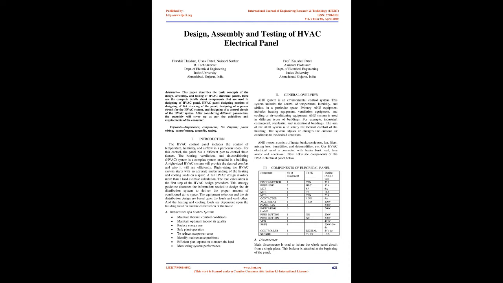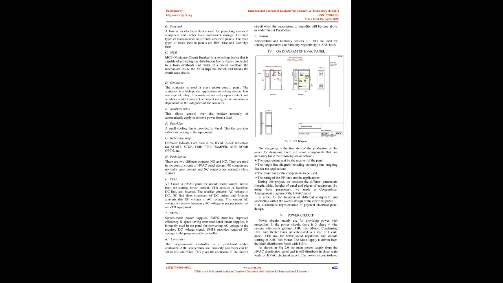A. Disconnector. Main disconnector is used to isolate the whole panel circuit from a single place. This isolator is attached at the beginning of the panel. B. Fuse link. A fuse is an electrical device used for protecting electrical equipment and cables from overcurrent damage. Different types of fuses are used in different electrical panels. The main types of fuses used in panels are HRC fuse and cartridge fuse.